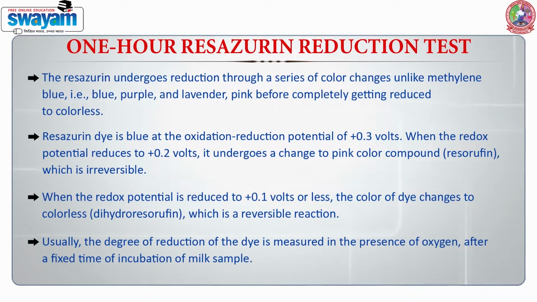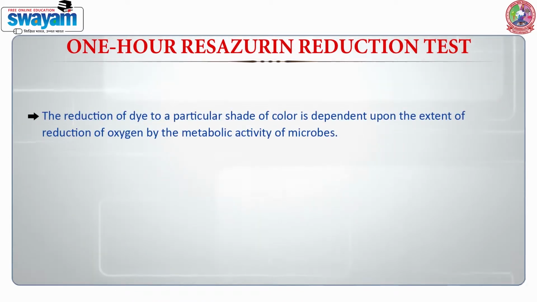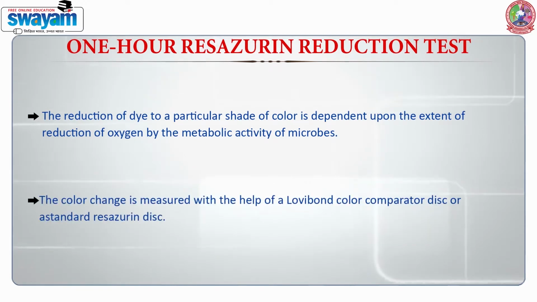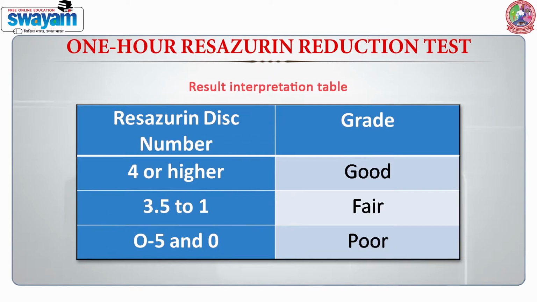Usually the degree of reduction of dye is measured in the presence of oxygen after a fixed time of incubation of the milk sample. The reduction of dye to a particular shade of color is dependent upon the extent of reduction of oxygen by metabolic activity of microbes. The color change is measured with the help of a Lovibond color comparator disc or standard resazurin disc, and the results can be interpreted by using this standard table.